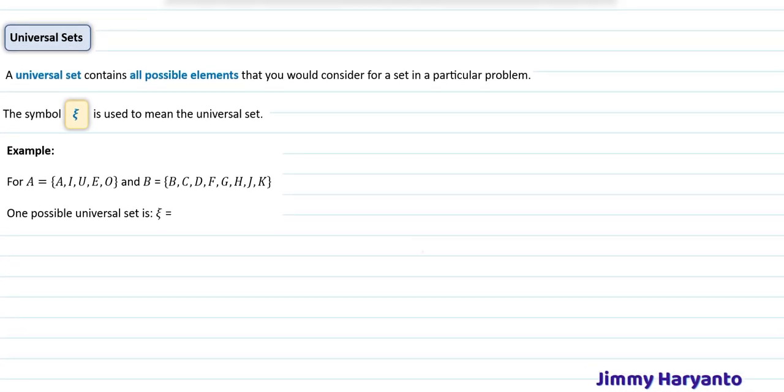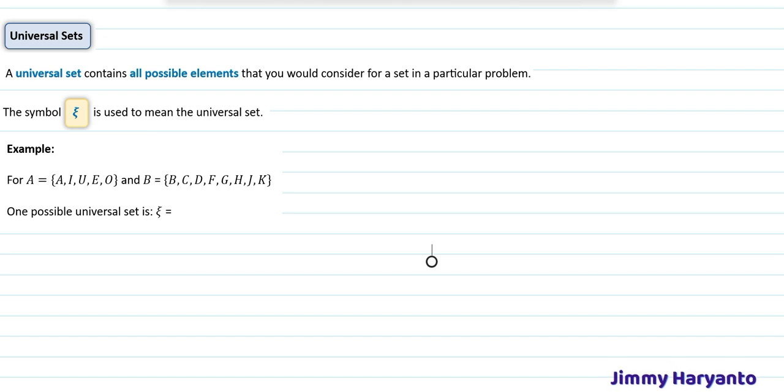Next is the universal set. A universal set contains all possible elements that you would consider for a set in a particular problem. This symbol is used to mean the universal set.